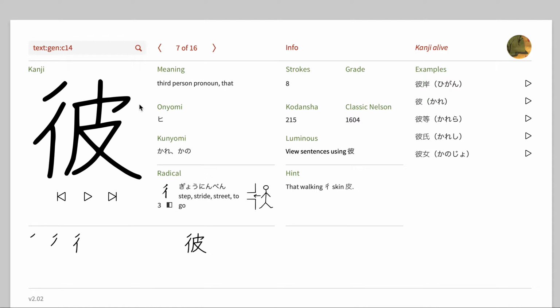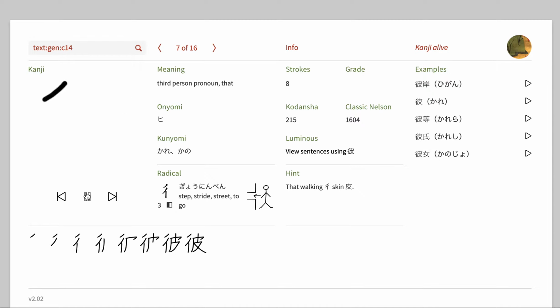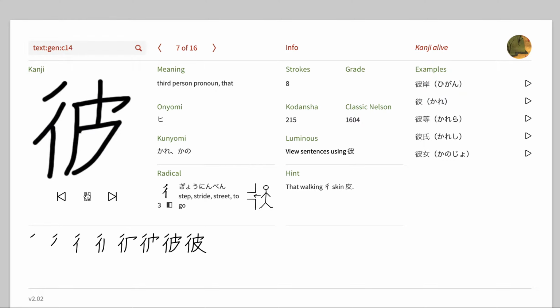So we're going to start out here. Let's first take a look at stroke order. You can see the left-hand side has the gyoninben, or the step or stride radical. This is the same left-hand side as the kanji for iku, ikimasu. And then the right-hand side means skin. As always, love the hints in this.